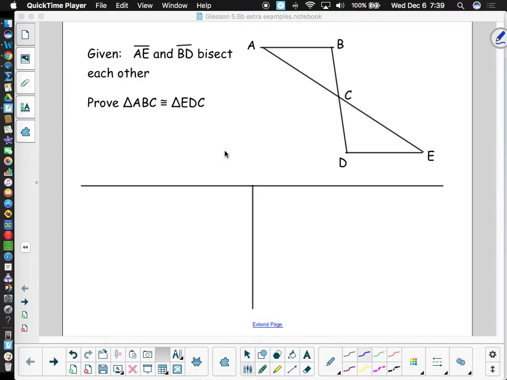Let's look at our givens and what we're trying to prove. We're trying to prove congruent triangles. And before we even start writing anything, let's make a plan.